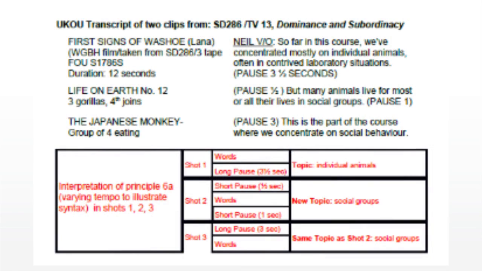So looking back at the top of page 4 of your handout, notice the pauses in the narration in shots 1, 2 and 3, and where they're positioned in relation to the cut to the next picture. It says pause 3.5 seconds at the end of shot 1. In other words, the narration stopped for 3.5 seconds, and then we cut to shot 2. As soon as we cut, there was a pause of half a second. So there was a long pause before and a short pause afterwards. Then at the end of shot 2, there was another short pause, 1 second. But when we cut to shot 3, there was a long pause, 3 seconds. So let me replay those 3 shots so that you can experience those pauses.